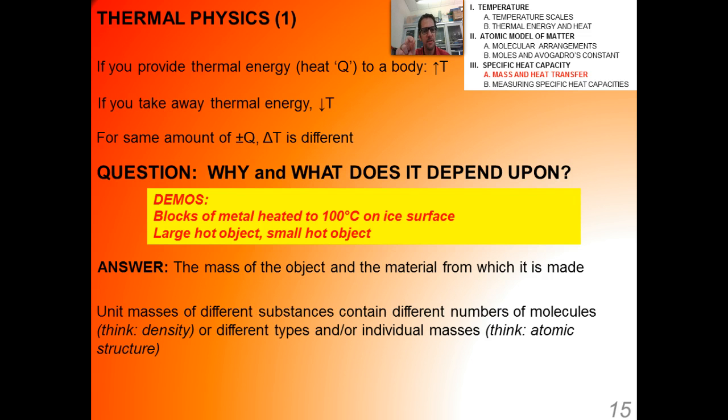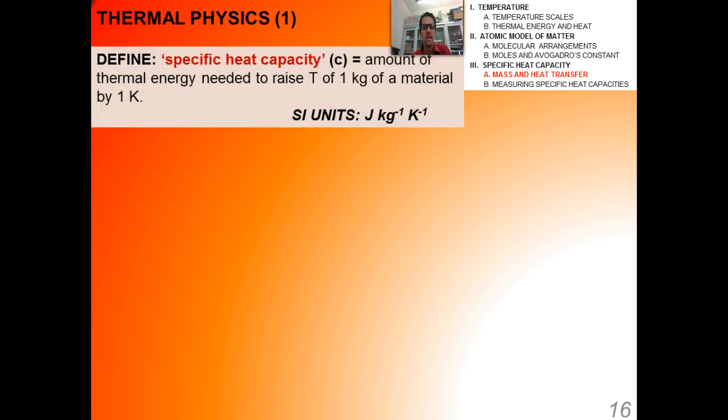Unit masses of different substances actually contain different numbers of molecules. Lead is very dense, much more dense than, say, aluminum or plastic. Different types and individual masses, and I want you to think about atomic structure there, okay? Now, this concept called specific heat capacity, in physics we give it the symbol little c. It's confusing because the speed of light is also called little c, but we'll never deal with the speed of light in a specific heat capacity context. We don't have to worry about that.